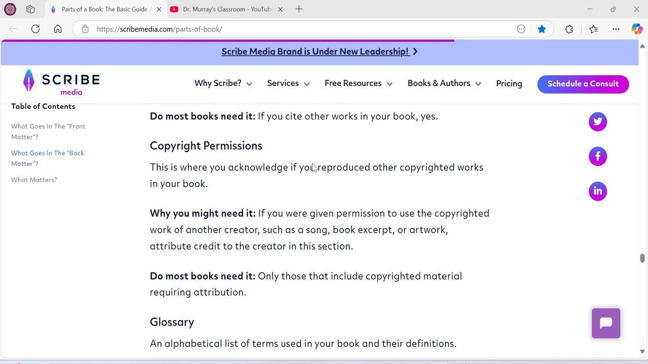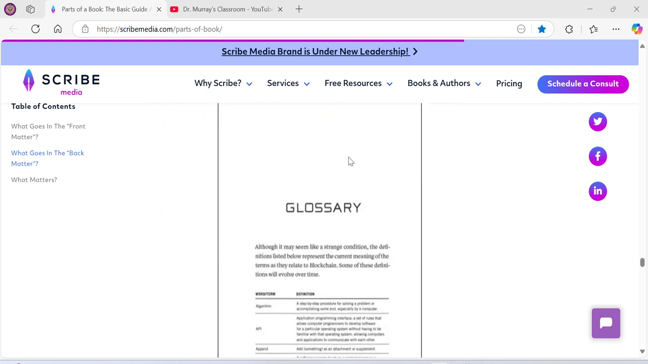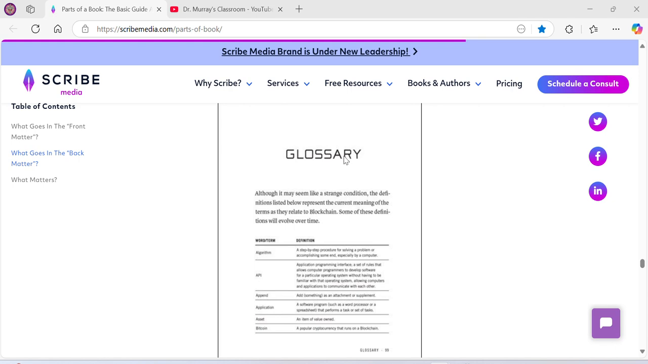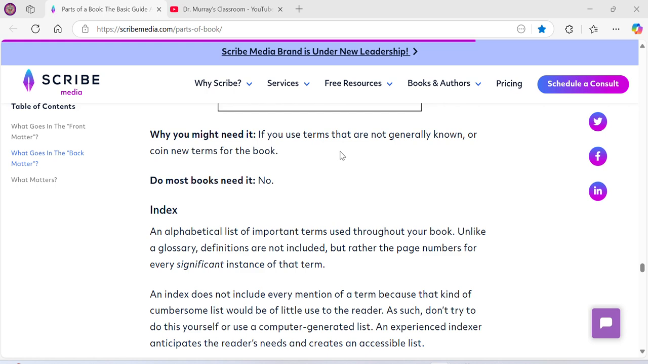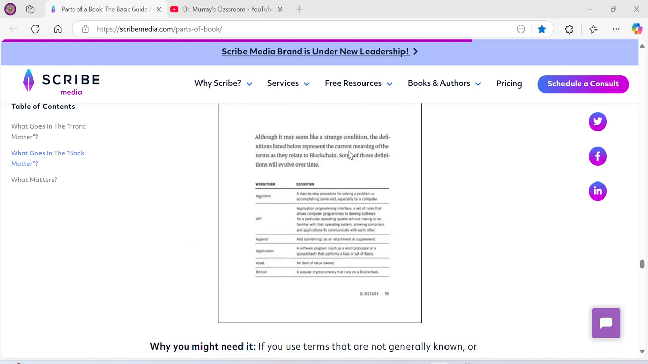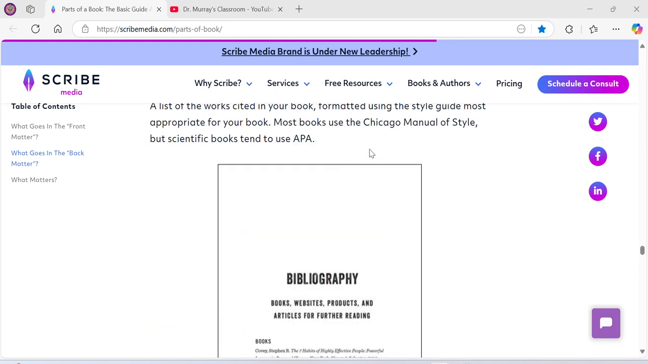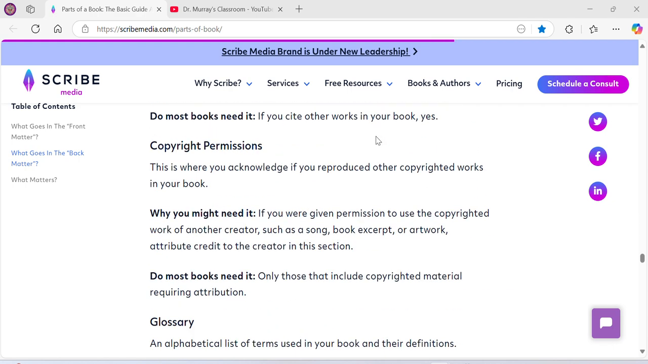Copyright permissions, that's if you use copyrighted things. Of course, you have to get permission, so you can put things like that. Some books require glossaries, some books don't. But we're typically talking about books that don't need all this stuff. Most of the books that need glossaries, indexes, appendices, and stuff like that are books for academia, using school systems and things like that.